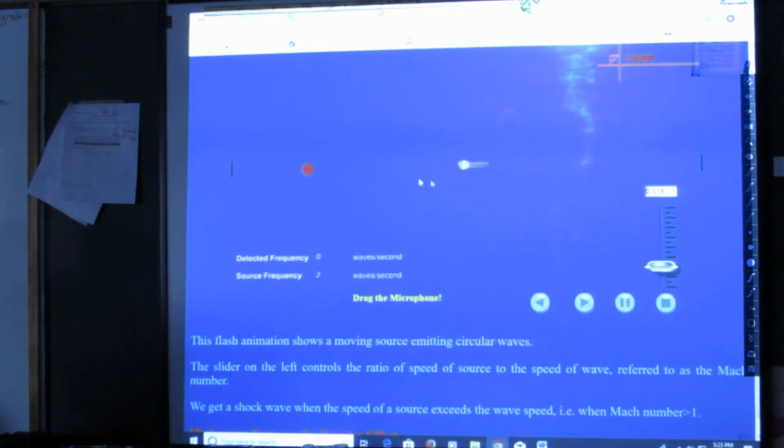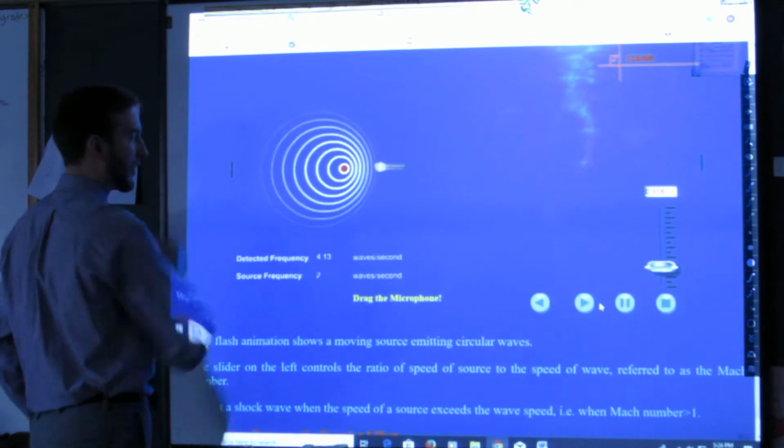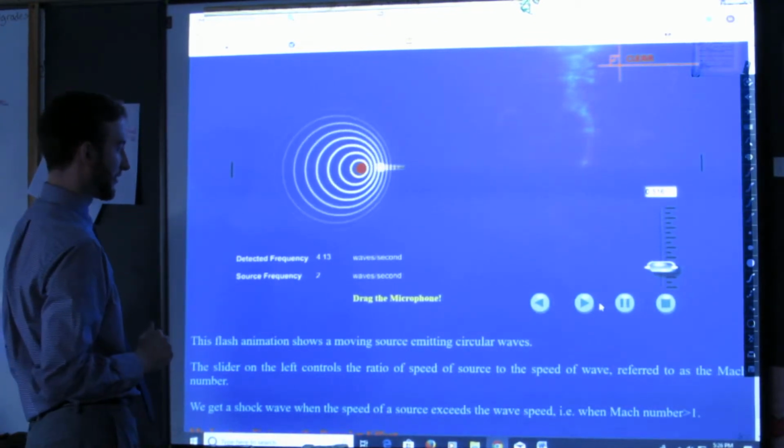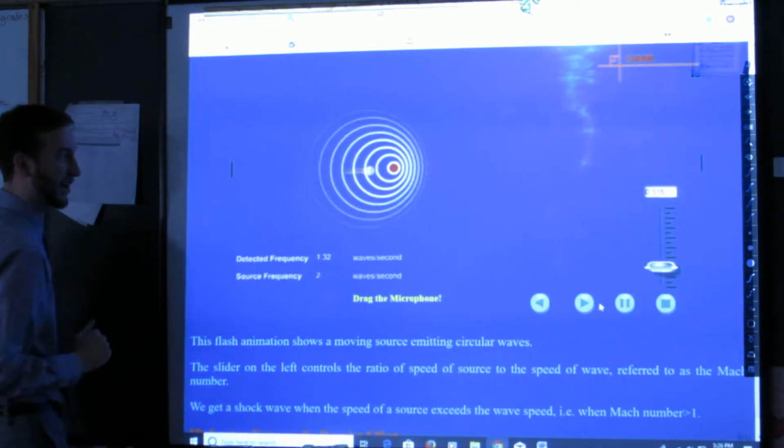One more time. Let's see it. Shorter wavelength, bigger wavelength. Detected frequency right down here. Not the same as the actual source frequency.